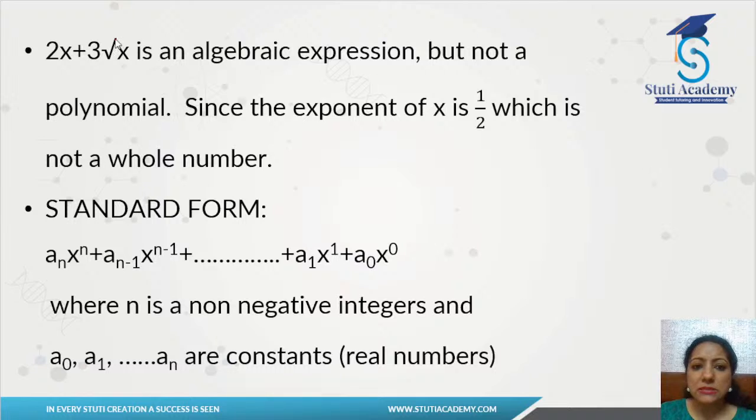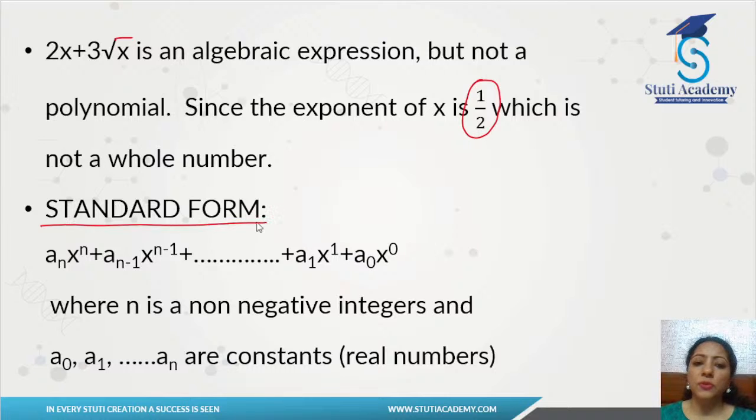As we can see, x has a square root on it. It's 3 root x. 3 root x means x has the exponent 1 by 2. The variable has exponent 1 by 2. It's not a whole number. So we can say 2x plus 3 root x is an algebraic expression but not a polynomial.